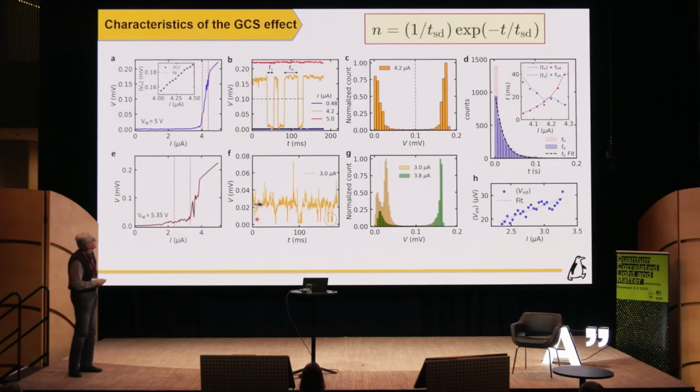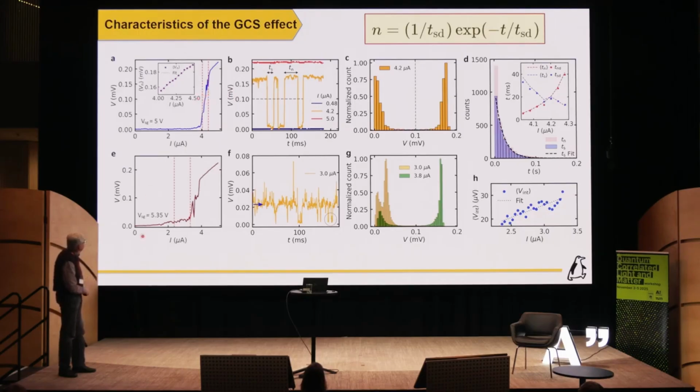You can also study in more detail the behavior of the system. So you can analyze the switching rates up and down. You can make distributions of the values of the lower level and upper level, and you can make distributions of the time the system spends in the upper or lower level. So you can clearly see from these distributions that it's Poissonian switching between the two levels. So this upper data is at the sharp edge of the IV curve.